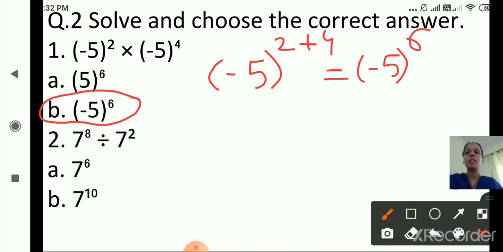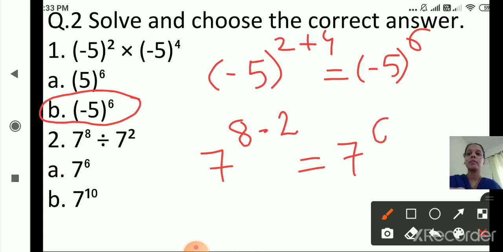As you can see, the base given is minus 5. So which is the correct option? Minus 5 raised to 6 is the correct option, that is option B. So you will select the correct answer, that is option B. Now we will see the second sum. 7 raised to 8 divided by 7 raised to 2. So in division what are we doing? We write the base first and we subtract the index. Okay, so 8 minus 2, that is 6, right?